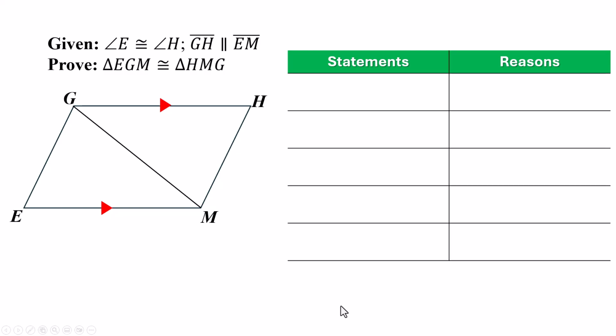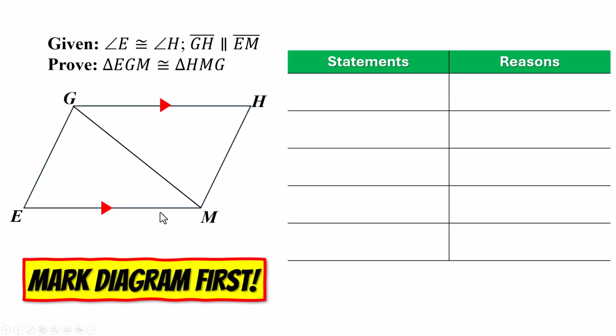All right, let's look at the proof. I'm going to use angle, angle, side on this one. Again, when I'm done showing you all of these individual congruency theorems, I am going to make a video where we mix things up, when you have to do proofs and you don't know ahead of time what it's going to be. Hopefully you're learning how to do proofs as we go. Now make sure the first thing you do is you mark your diagrams. So we have angle E congruent to angle H. GH is parallel, that's what that mark means, to EM. And I already have those marked on here.